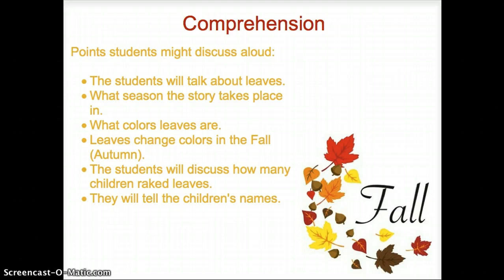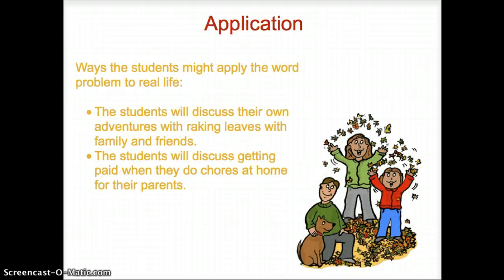The next is comprehension, and these are points students might discuss aloud. The students will talk about leaves, what season the story takes place in, what colors leaves are, that leaves change colors in the fall. The students will discuss how many children raked leaves again, and they will tell the children's names. Then I have application, ways the students might apply the word problem to real life. The students will discuss their own adventures with raking leaves with family and friends. Also, the students will discuss getting paid such as an allowance, when they do chores at home for their parents.